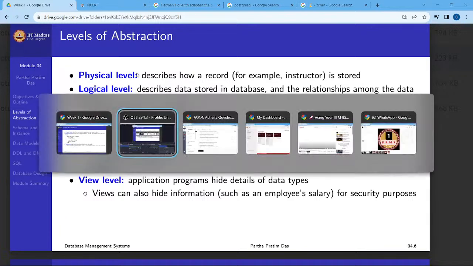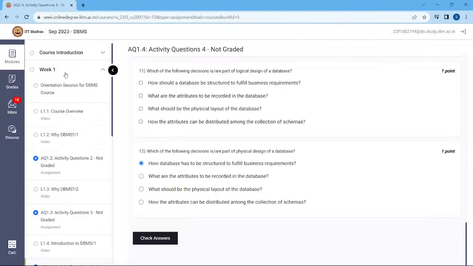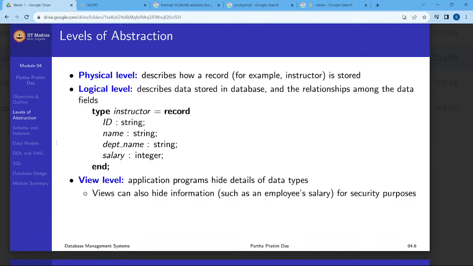Is it 1.3 or 1.4? Okay, it is 1.4. So three more things to do. So, level of abstraction, right? Level of abstraction means how can you describe something? How can you say something exists?